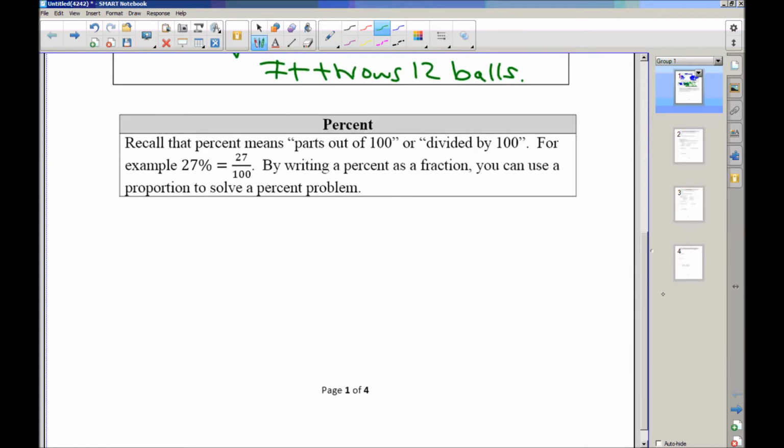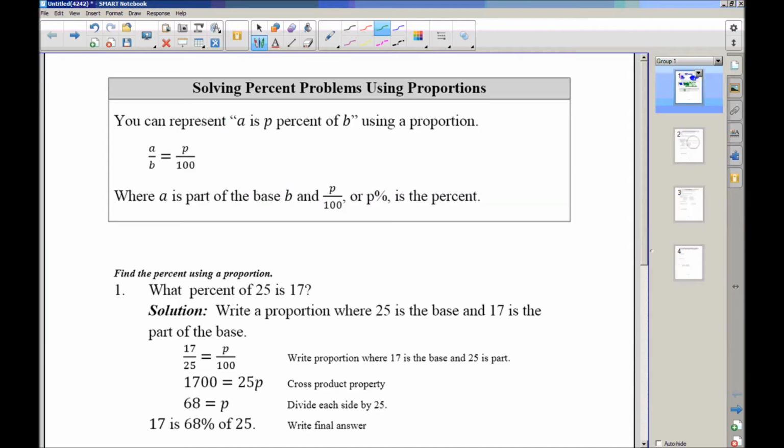All right, percent. Percent means parts out of 100, or divided by 100. For example, 27% is 27 parts out of 100. 27 parts. 27 divided by 100. So basically we're changing our percent sign into an equivalent ratio, where the bottom part of the ratio is always 100. By writing a percent as a fraction, you can use a proportion to solve a percent problem, by the way. Okay? And I know that you have done this in the past. Let's take a look at a couple.